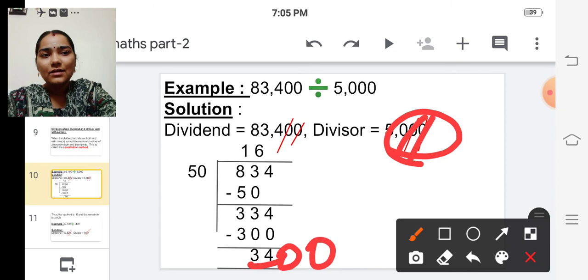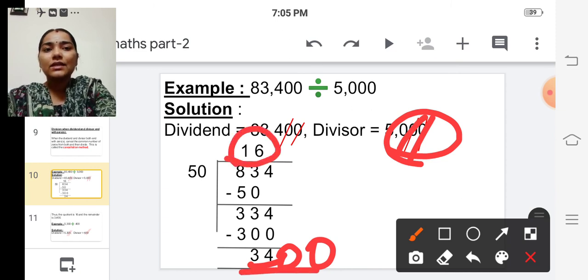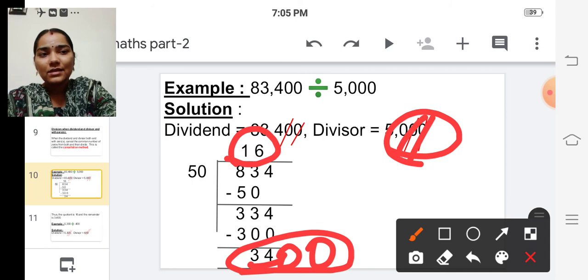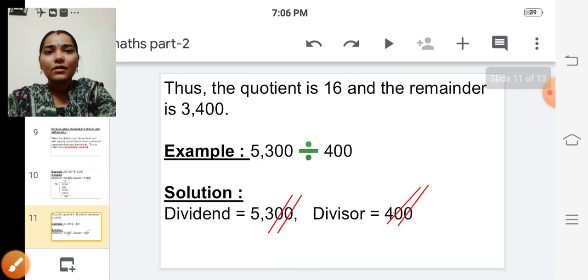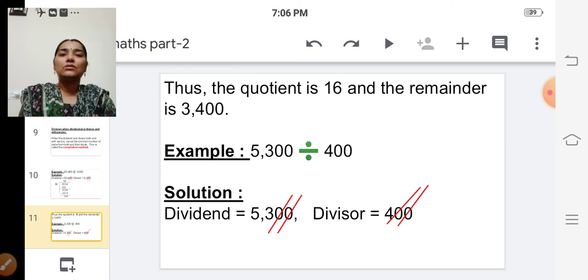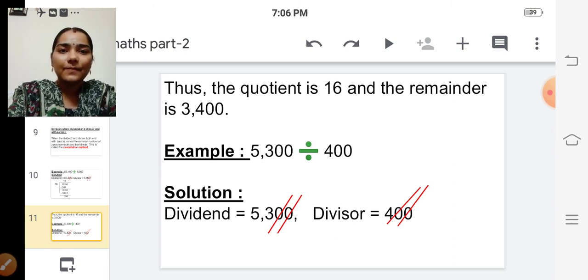Is it clear? So the quotient will be 16 and the remainder will be 3400. Is it clear? So thus the quotient is 16 and the remainder is 3400. So have you all understood, children, this cancellation method?